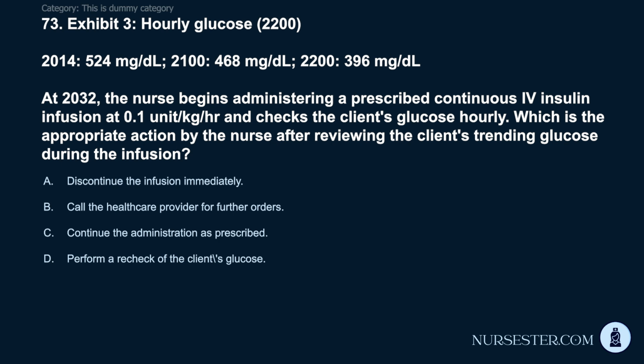At 2032, the nurse begins administering a prescribed continuous insulin infusion at 0.1 unit/kg/hr and checks the client's glucose hourly. Which is the appropriate action by the nurse after reviewing the client's trending glucose during the infusion?